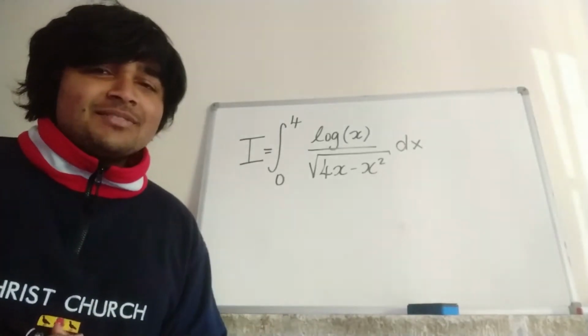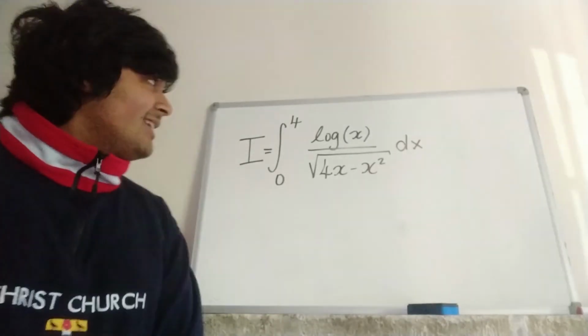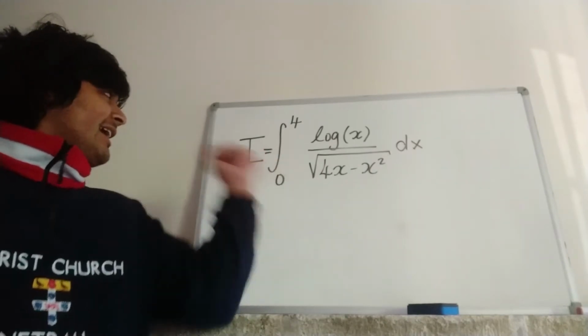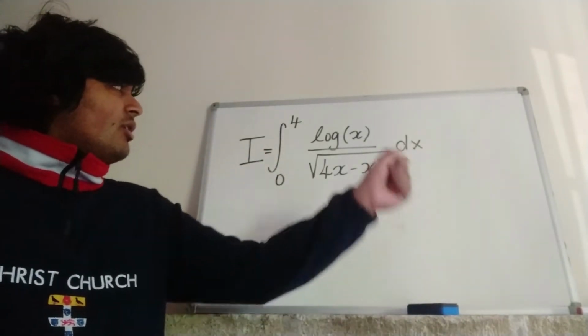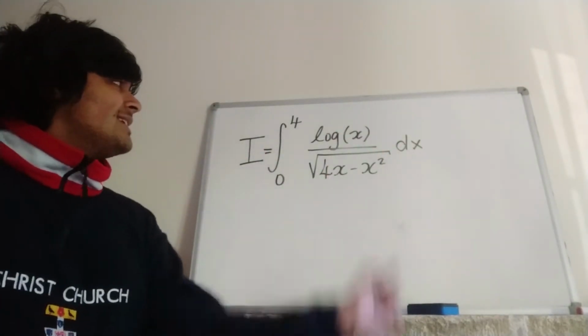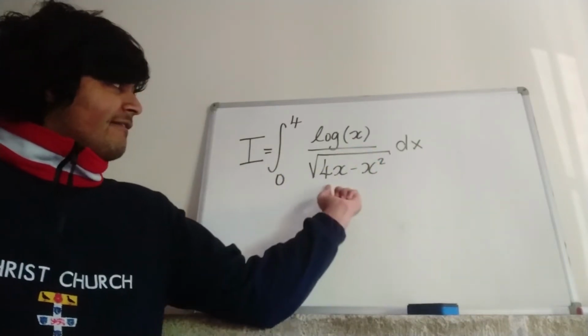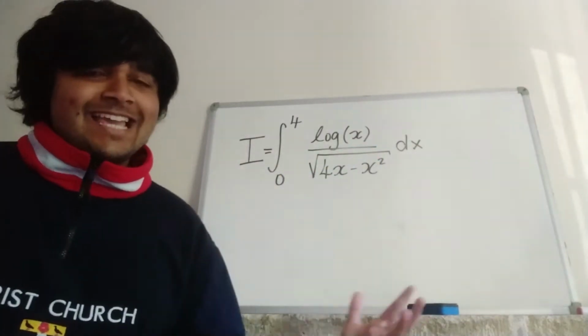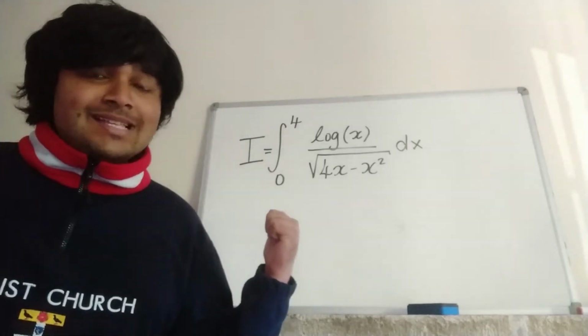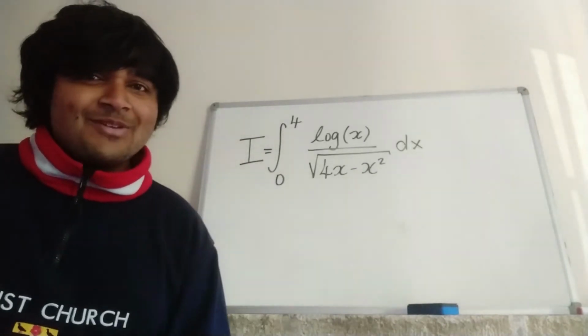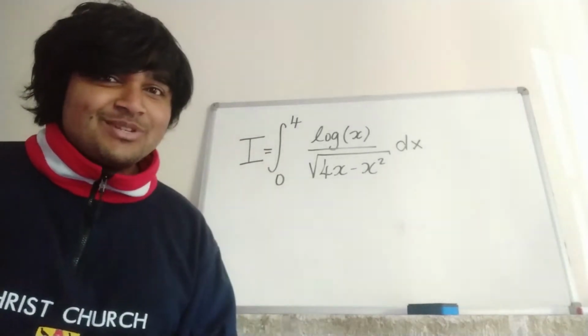It's been a while since I've done an integral video, so let's just jump right in. We want to compute this integral here, the integral from 0 to 4 of log x, so the natural log of x, divided by the square root of 4x minus x squared dx. Okay, so if you want to have a go at evaluating this integral, pause the video now and give it a go for yourself, and I'm going to jump straight into a solution.